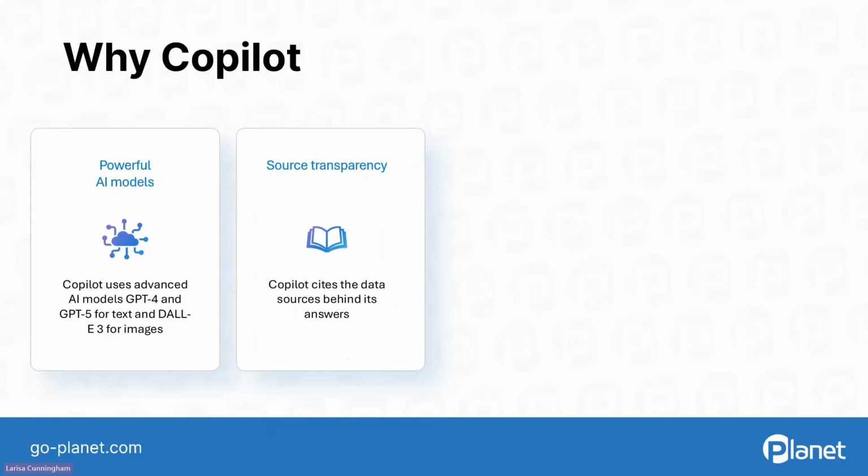It also inherently has really phenomenal source transparency. Copilot cites all of the data sources behind its answers. And every once in a while, if I don't see that come through automatically, it's very easy to just respond and ask Copilot to cite its sources, and it will give you a new response with all of that information listed.